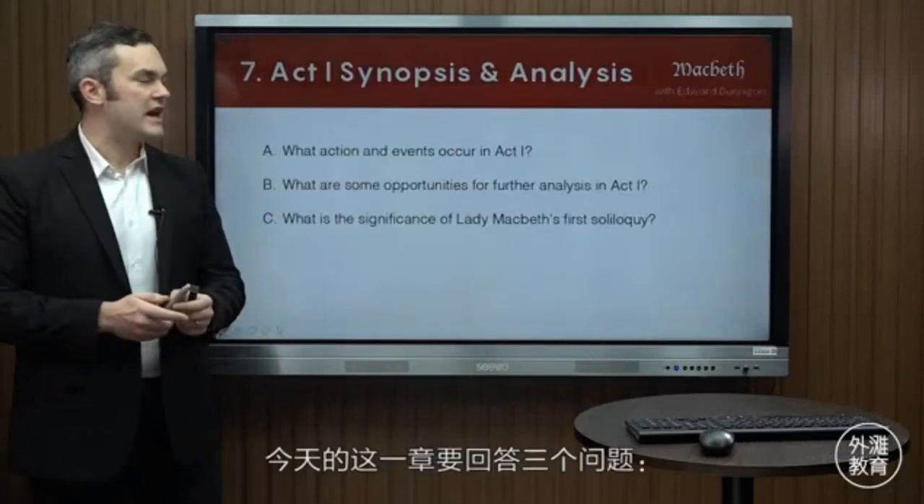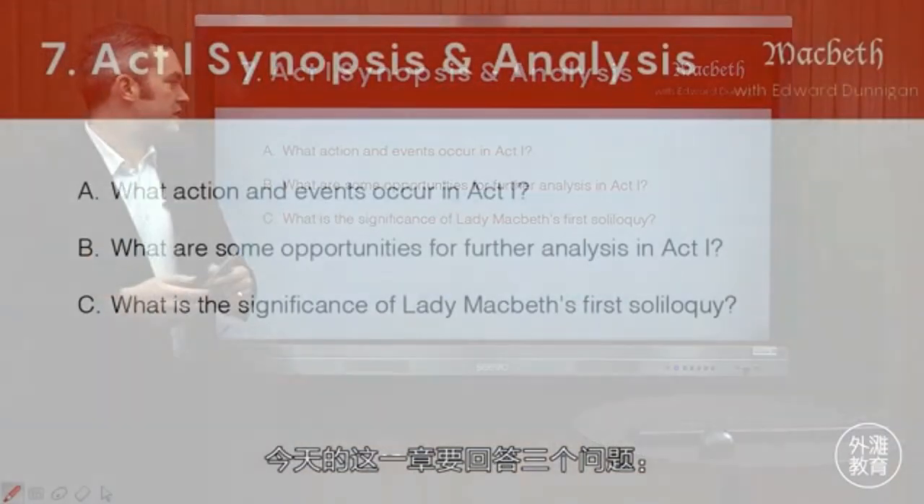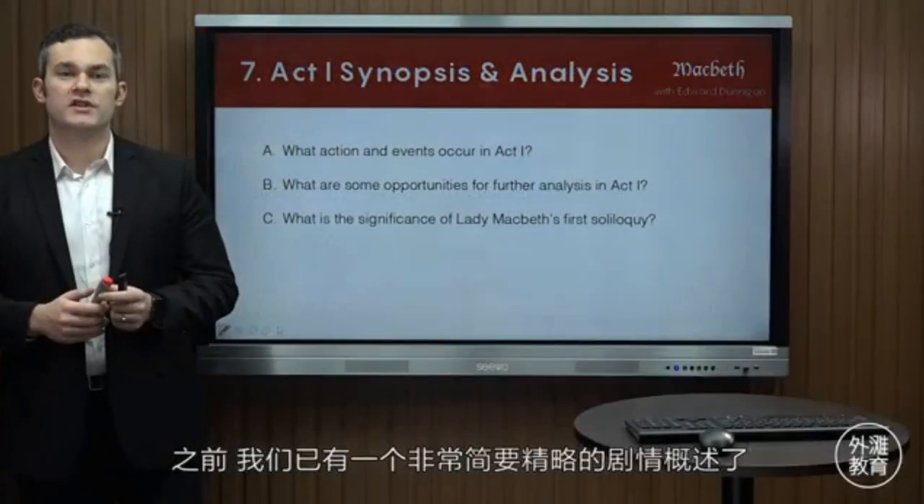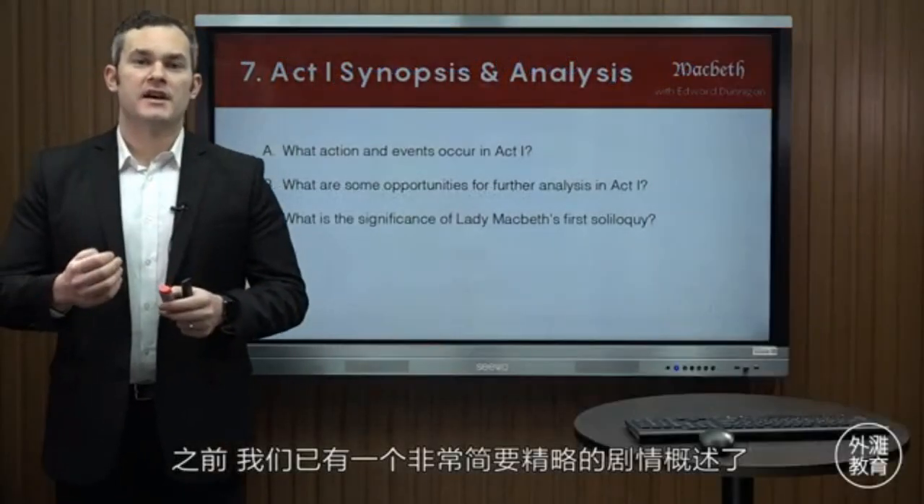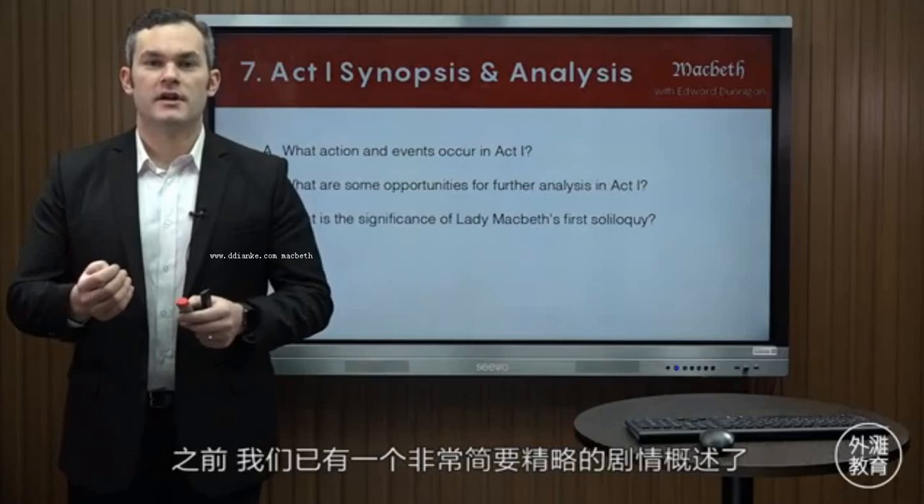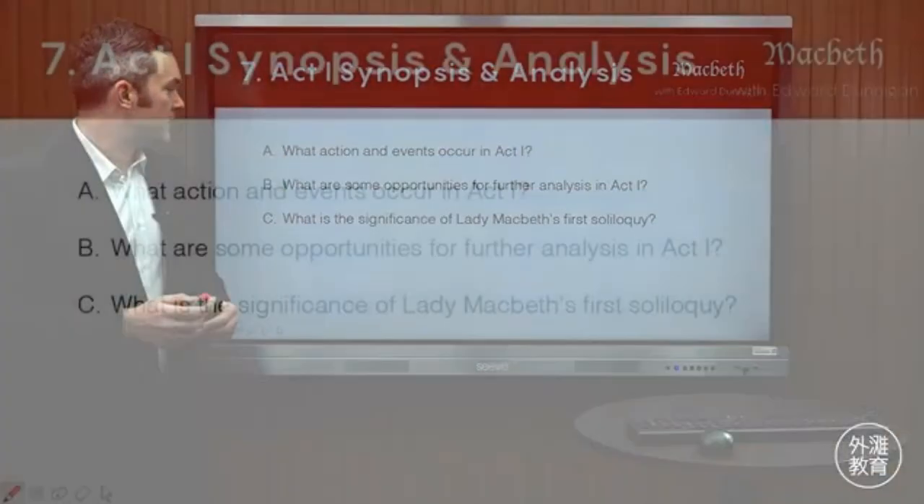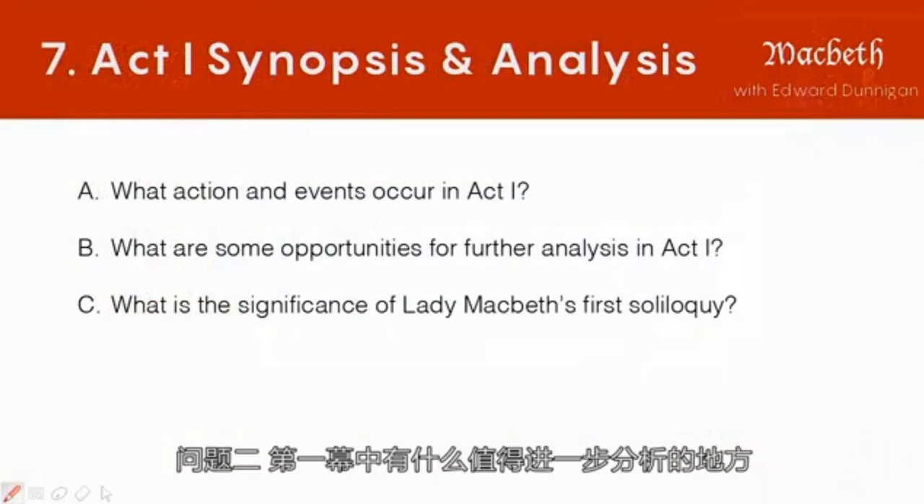Today's section is going to try to answer 3 important questions. What action and events occur in Act 1? Earlier in this course, we gave a very simplified, essentialized plot summary. Now we're going to try to give a more complete plot synopsis. Question 2, what are some opportunities for further analysis in Act 1?